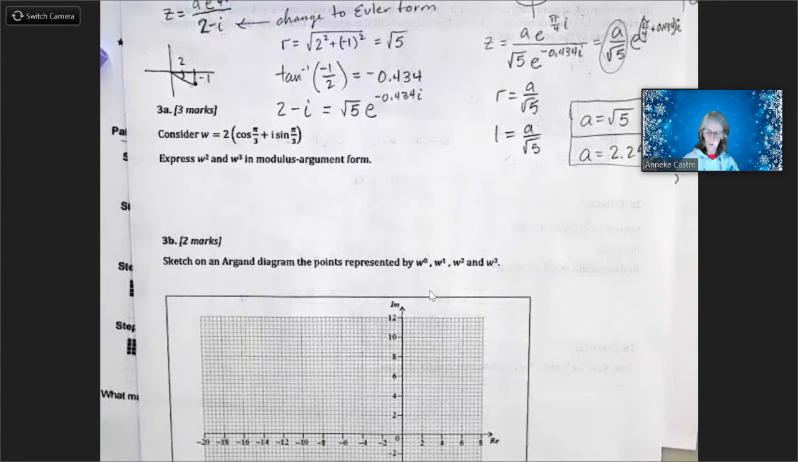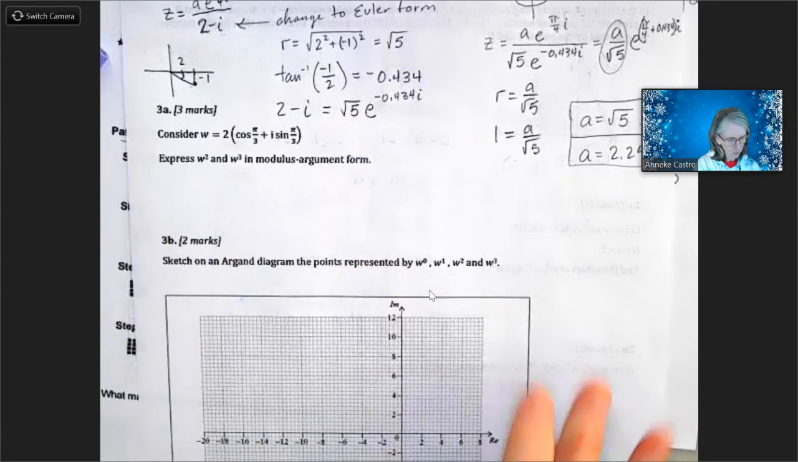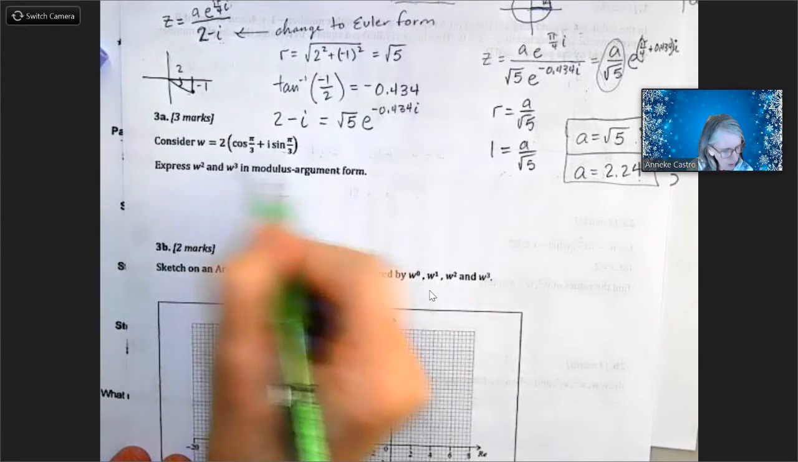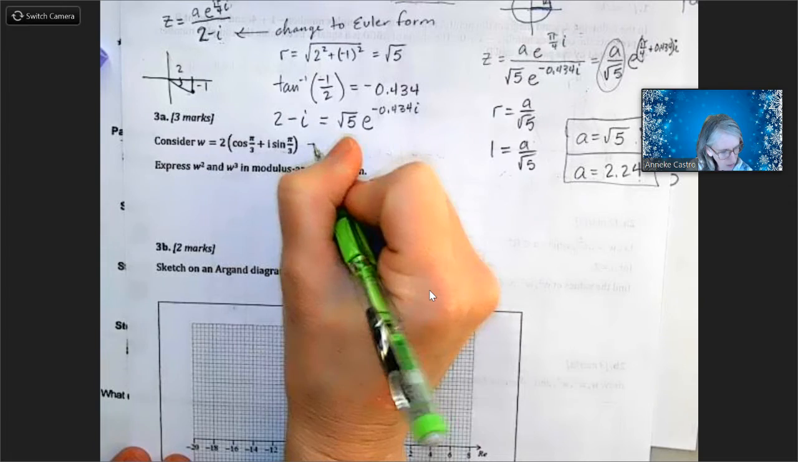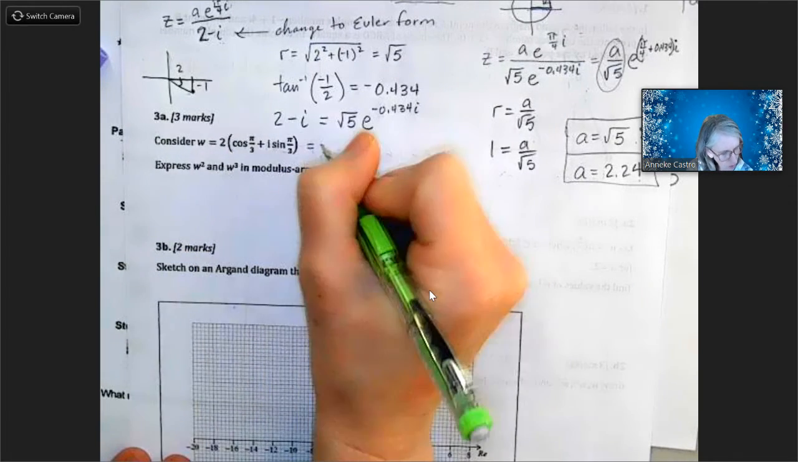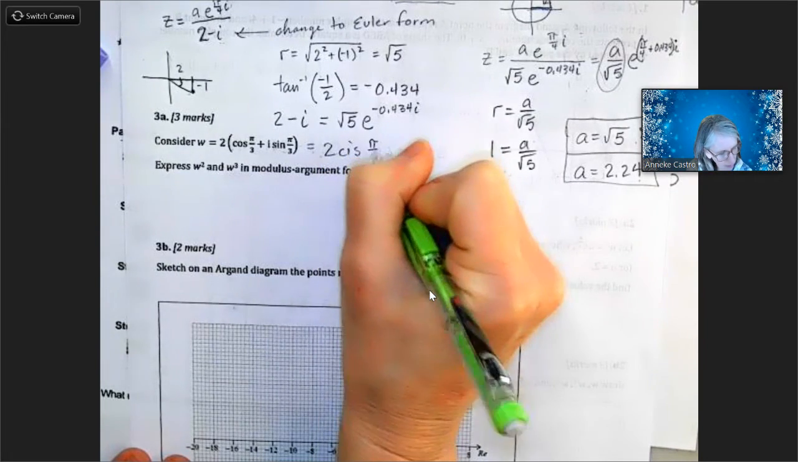Okay, here we go with problem number 3, and this one is a doozy, so I hope I can do it justice. It starts out easy enough, not too bad. We want to write w squared and w to the third, so this is really similar to the previous problem. One thing, though, is that this is written in a weird-looking form, but all we have to do is abbreviate this. This is cis. So this is the same as 2 cis pi over 3.